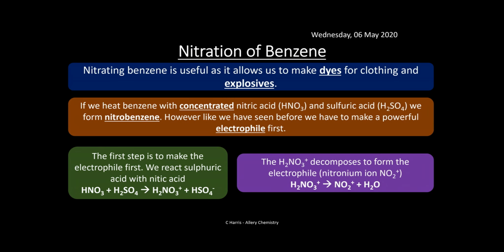So then H2NO3+ decomposes to form the electrophile, the nitronium ion, which is NO2+. So we've got H2NO3+ here. That decomposes to form NO2+ plus H2O. And there you can see we have, finally, our really powerful electrophile. That's what we want to add onto our benzene ring, and it has our positive charge there.